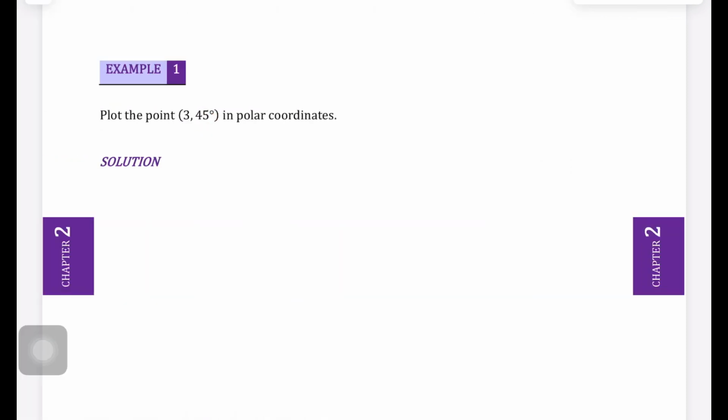Now let's see an example here. They asked us to plot r theta for 3 and 45 degrees. So this is r and this is theta. As I said before, you need to take care of your theta first. Theta now is 45 degrees, and second, you take care of r, which is positive 3. Since it is positive, wherever you stop, that is the point of your terminal line.